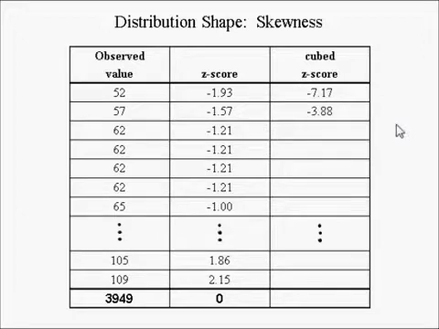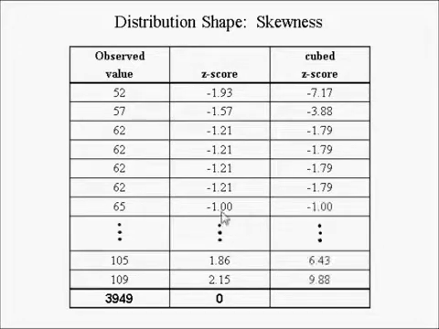The second cubed z-score is equal to negative 1.57 raised to the third power, which equals negative 3.88. The third, fourth, fifth, and sixth cubed z-scores are equal to negative 1.21 raised to the third power, which equals negative 1.79. The seventh z-score is negative 1. Negative 1 times negative 1 times negative 1 is negative 1. Now we repeat this for the next set of observations, all the way down to the 49th. The 49th z-score is 1.86. Cubing 1.86 gives 6.43. The 50th z-score, 2.15, cubed is 9.88.